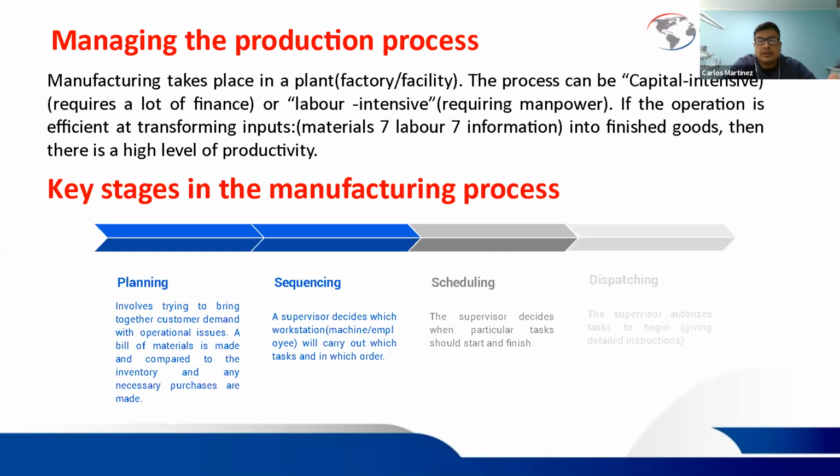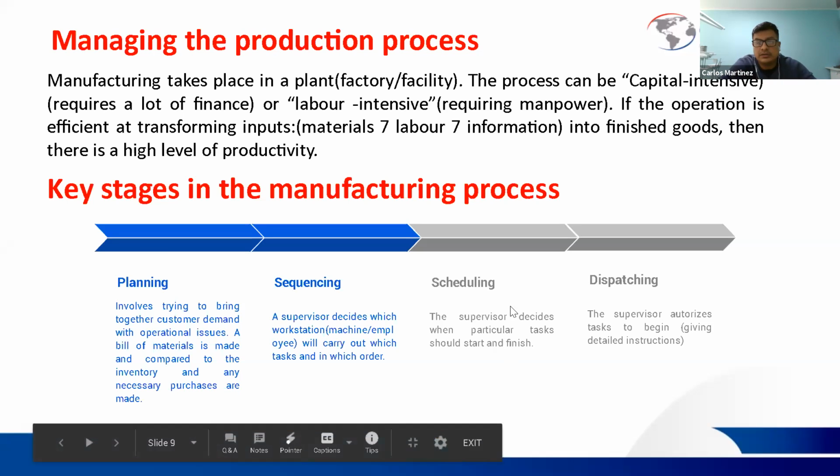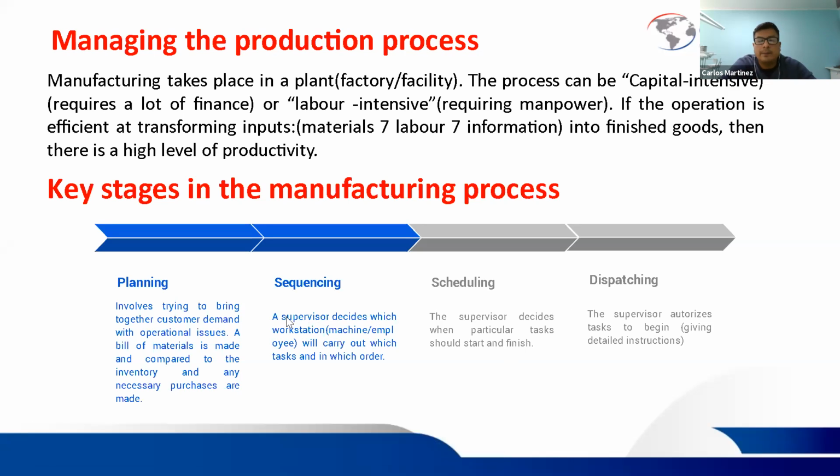The next step is the dispatching. Again, the supervisor authorizes tasks to begin, giving detailed instructions. He's going to say, we have met the number that we need. Now let's start taking it where it needs to go. Notice the decision making and the importance of the supervisor. That's why this person needs to always be up to date in every step of the process.